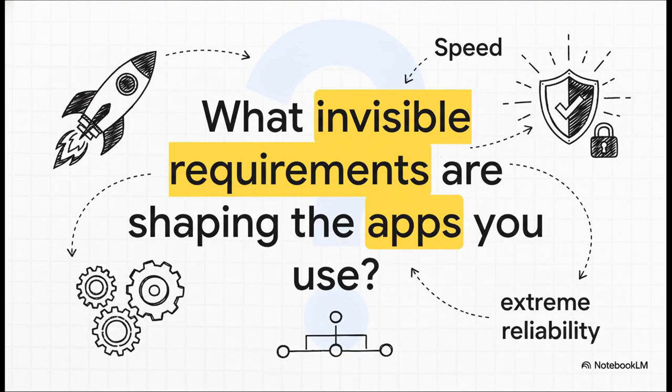So the next time you're using an app, any app, just think about this for a second. Was it built for lightning speed? Was it built for millions of people? Was it built to never, ever fail? Because hiding just under the surface are these invisible requirements that dictated every single design choice, shaping your experience in ways you probably never even noticed before.